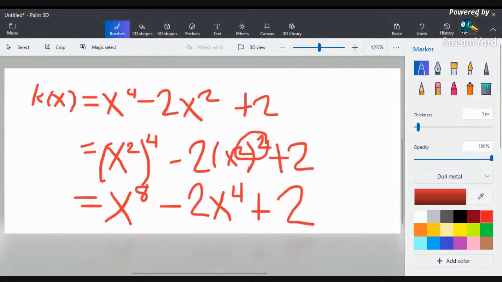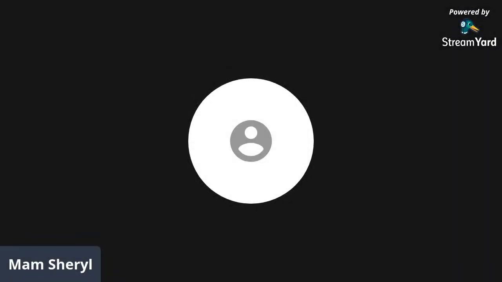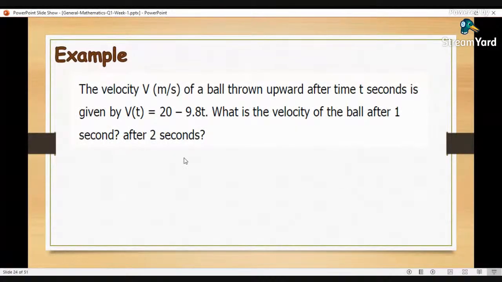Okay, so let's continue with the other example. The velocity of a ball thrown upward after time t seconds is given by v of t equals 20 minus 9.8t. What is the velocity of the ball after 1 second and after 2 seconds? So, given that t is in seconds, for 1 second we put 1, and for 2 seconds, we have to substitute 2. So, let's have our solution.